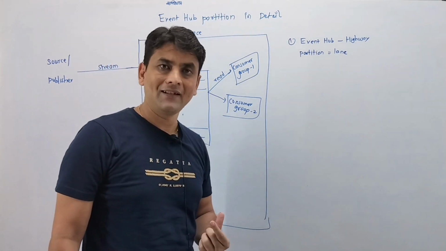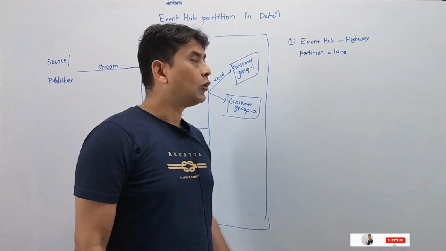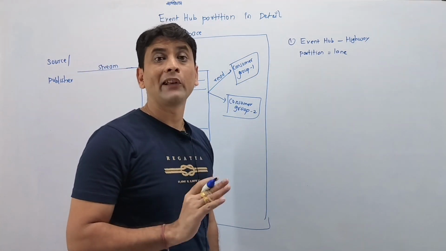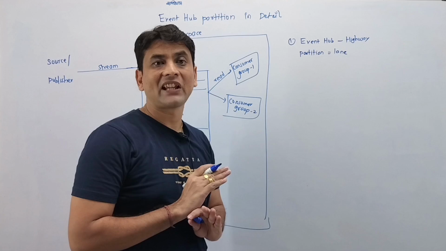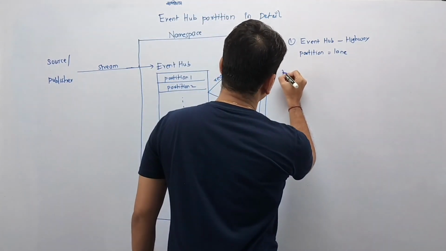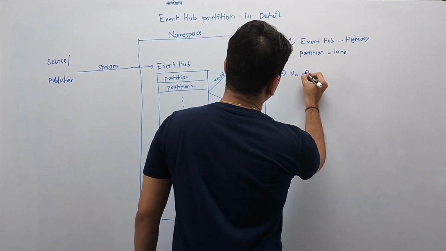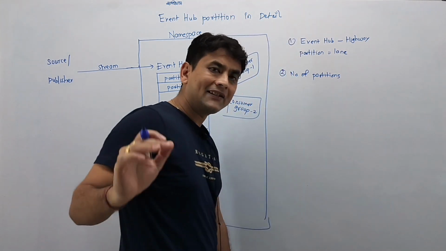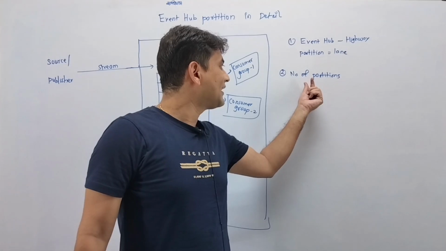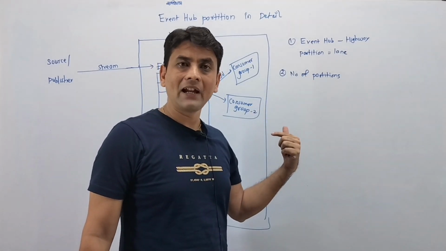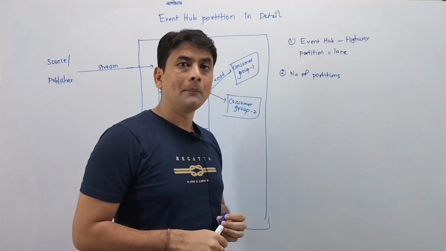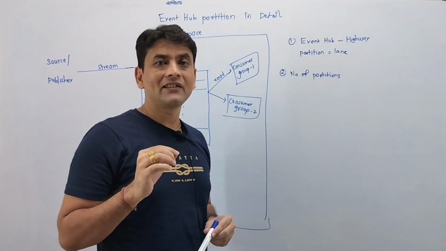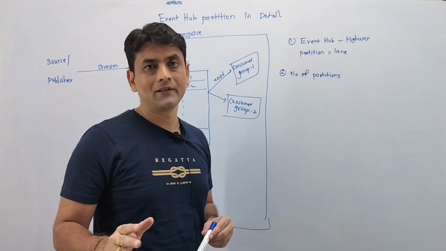parallel processing, okay? Now second point is, once we have created event hub and specified the number of partitions, we cannot change it. That means the number of partitions cannot be changed, okay? Actually, there is a catch. The number of partitions cannot be changed in standard and basic pricing tier, but it can be increased if the pricing tier is premium or dedicated.